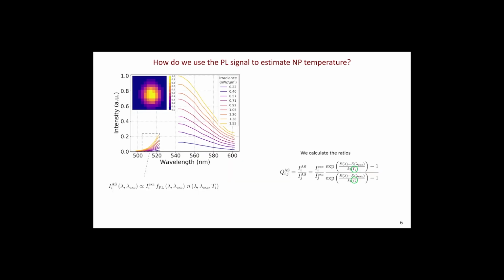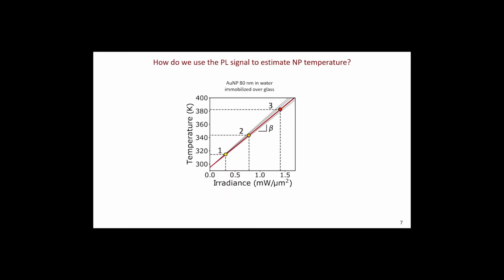Then, taking the ratio between any two anti-Stokes signals, we see that the expression contains these temperatures. By using the linear relationship here, we can see that a new expression is found which has only one free parameter, the photothermal coefficient. Then, by fitting all possible ratios between anti-Stokes signals, we can find an average photothermal coefficient for our nanoparticle, and knowing the irradiance that we use in our experiment, we can estimate the temperature. Then, we answer our question.